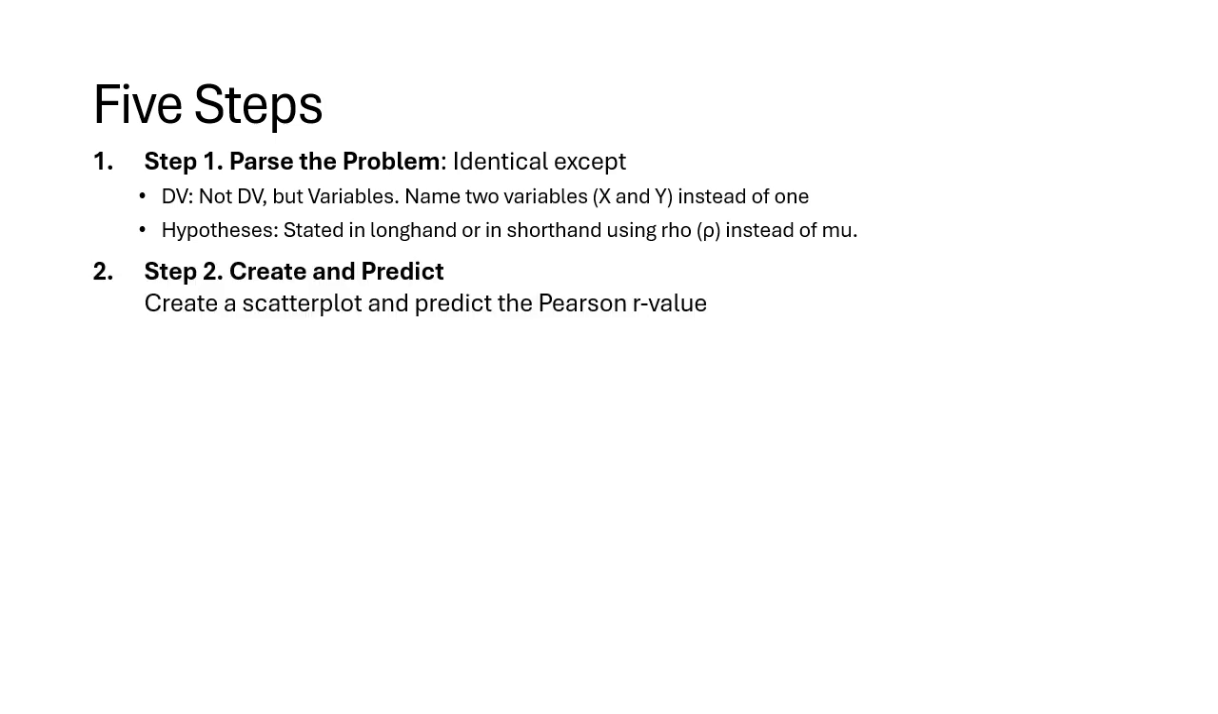In step 2, we're not actually going to state the comparison distribution anymore. Instead, we're going to use this step to create a scatter plot and predict the Pearson R value. So we're going to use those skills that we have developed and guess the correlation. We're going to use them here to actually plot out and predict. And this is an excellent practice because it helps you to know if you come up with a correct conclusion.